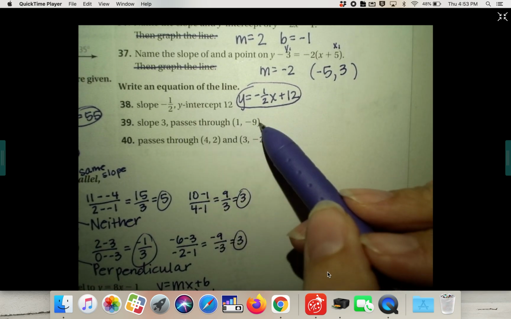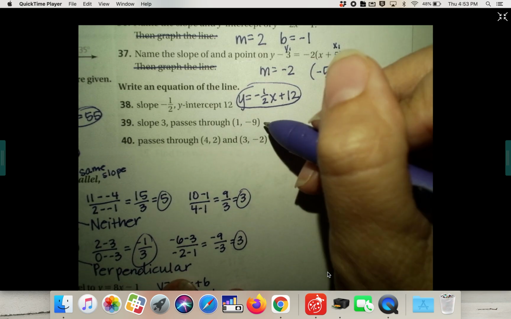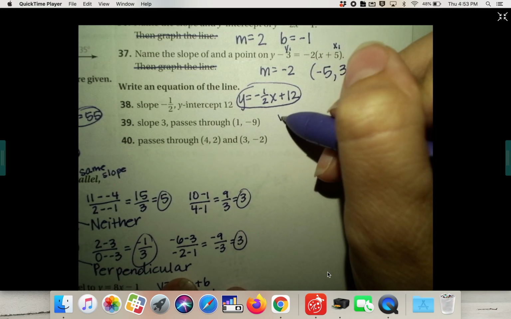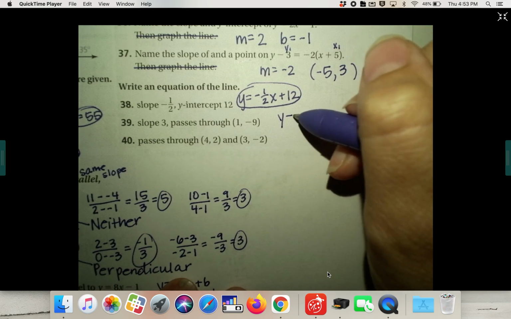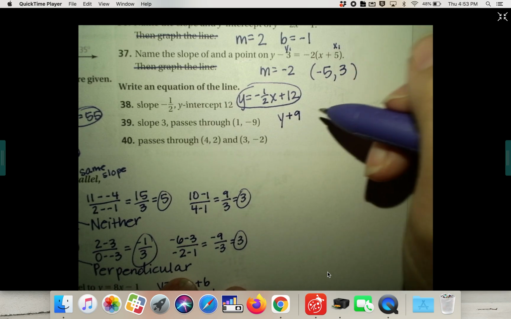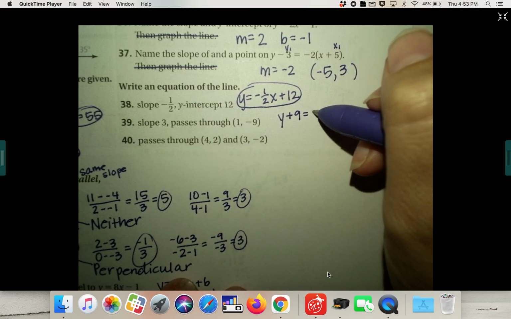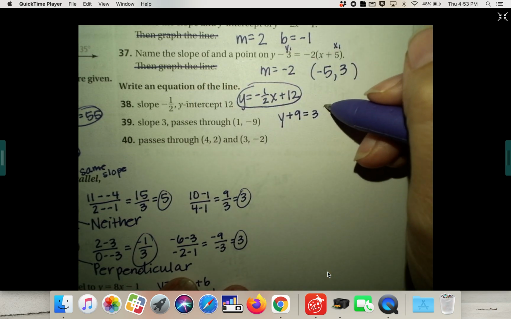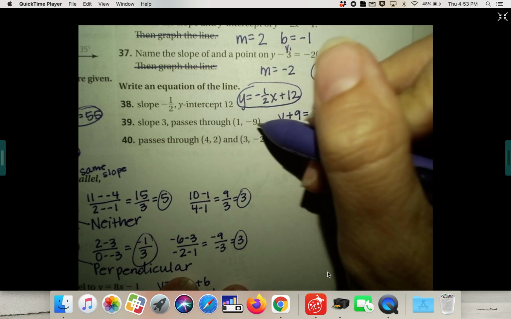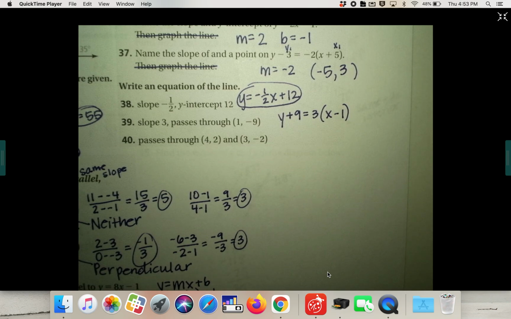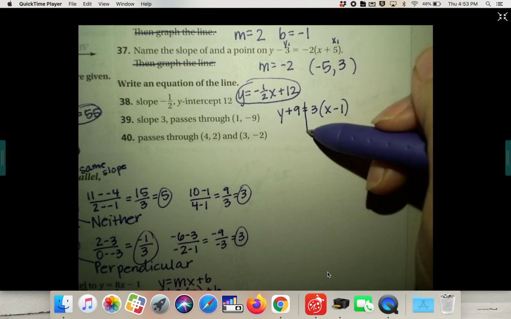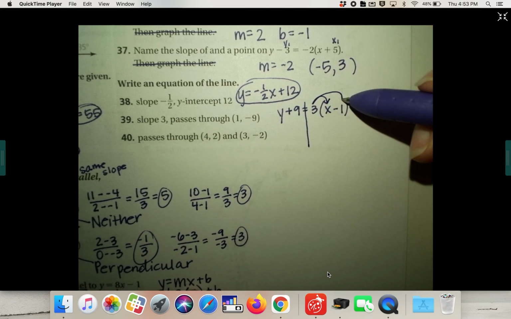I'll do this one in point slope form. So that would be y minus negative 9. So minus a negative is going to make it y plus 9 equals the slope, which is 3, times the quantity x minus my x coordinate, which is 1. And then you can just distribute it and get y by itself.